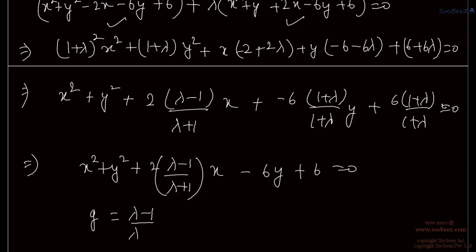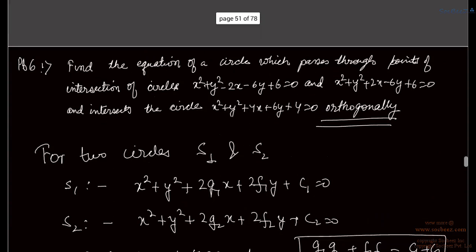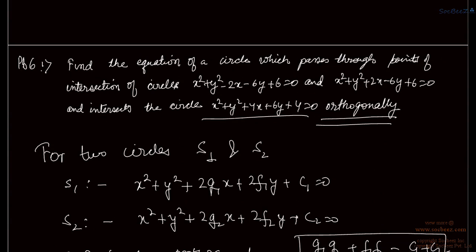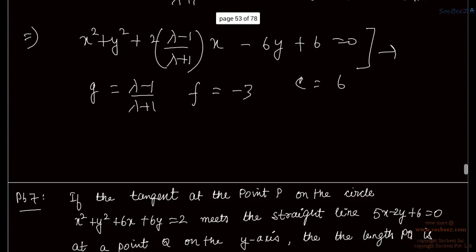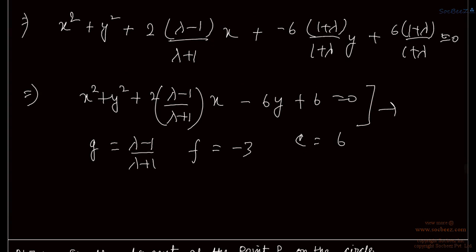So here g is equal to lambda minus 1 upon lambda plus 1, f is equal to minus 3, and c is equal to 6. And this circle is orthogonal to the circle, which circle? This circle, that is x square plus y square plus 4x plus 6y plus 4 is equal to 0.